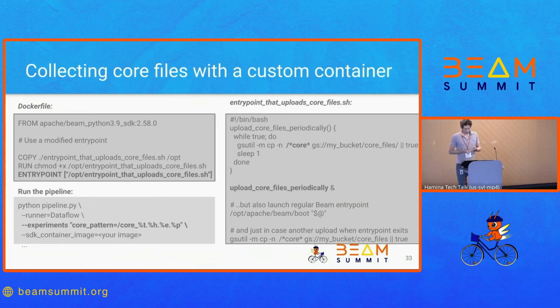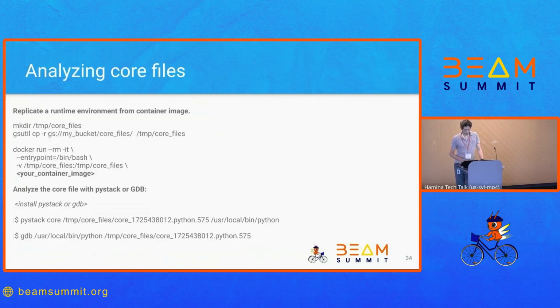Using that experiment, you can configure your SDK containers to save the core pattern in a particular location, and then you can instrument your custom Docker container to save the core files to a GCS bucket, for example, and analyze them later when you collect the core files after the crashes. And again, you can analyze the core files with debugging tools such as PyStack or GDB.